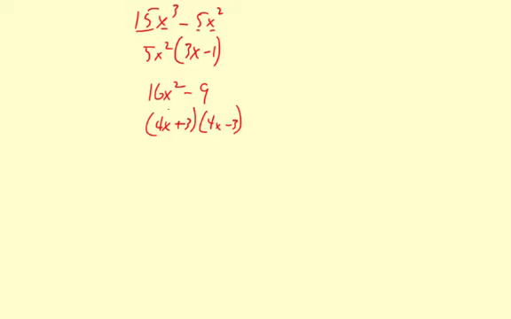It goes like this. You square root each term, and then you make it a sum and a difference. So 4x plus 3, 4x minus 3. If you apply the FOIL method, what happens is the middle terms cancel out, and you're just left with 4x times 4x for the first term and plus 3 times minus 3 for the last term.